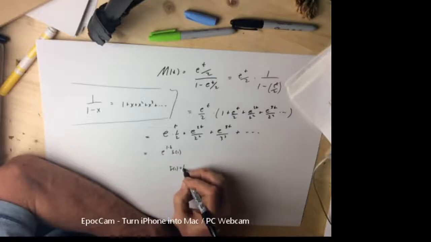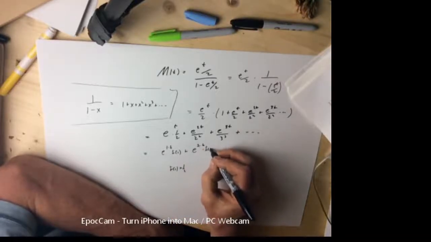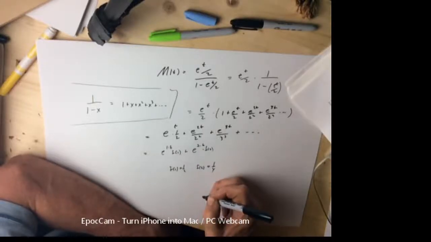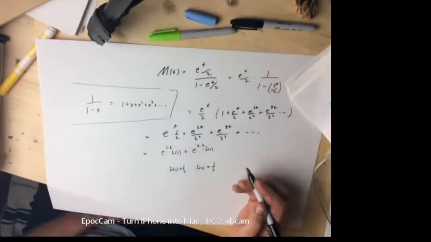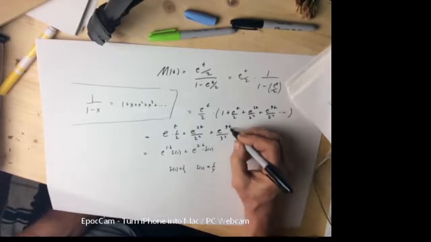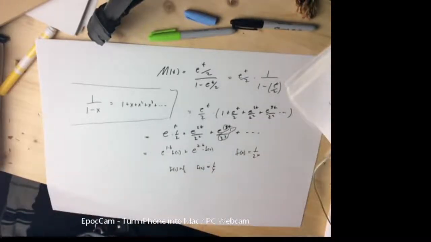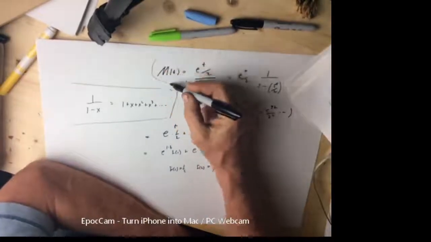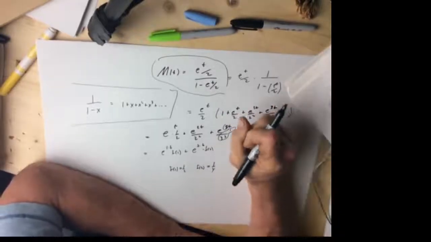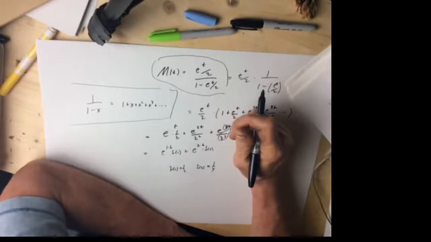F of 1 is 1/2. Plus e to the 2t times f of 2, where f of 2 is 1/4. Embedded in that geometric series is f of x equals 1 over 2 to the x. It is sitting inside of there for each and every term. So inside of this small algebraic expression is the entire geometric series and its probability function.